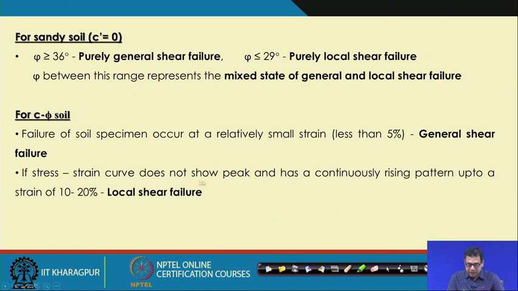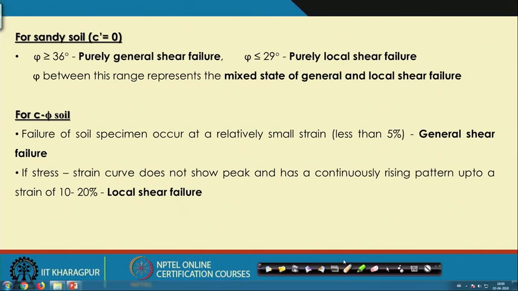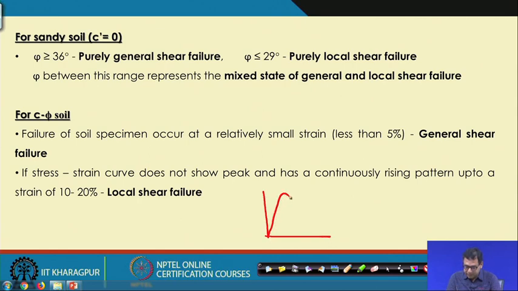Now, if the stress strain curve does not show a peak and has a continuous rising pattern up to a strain of 10 to 20%, then local shear failure will occur. For example, if we have a stress strain curve where a particular peak is observed and the soil specimen fails, this is your strain and this is the stress, and this is within 5% strain, then this is the general shear failure.